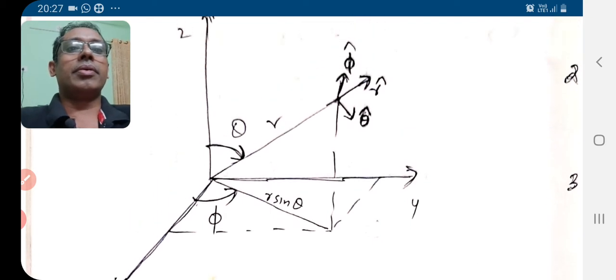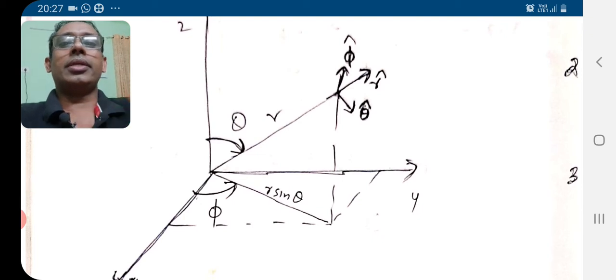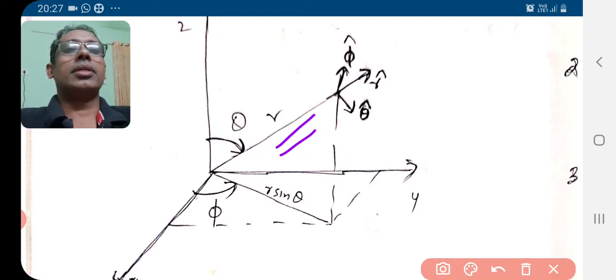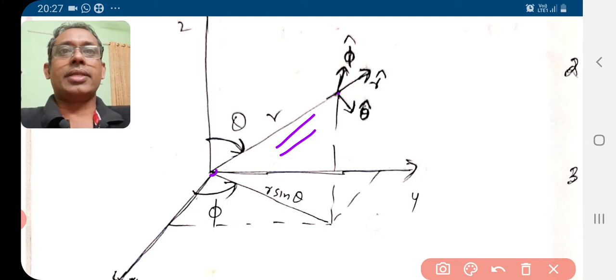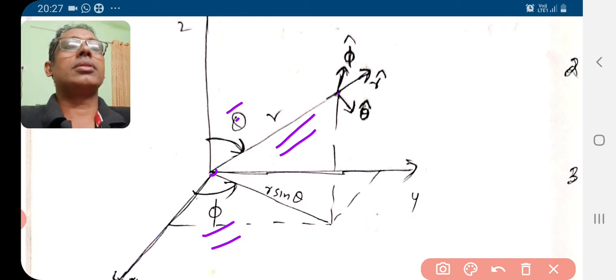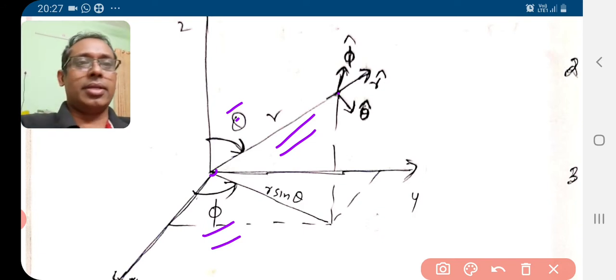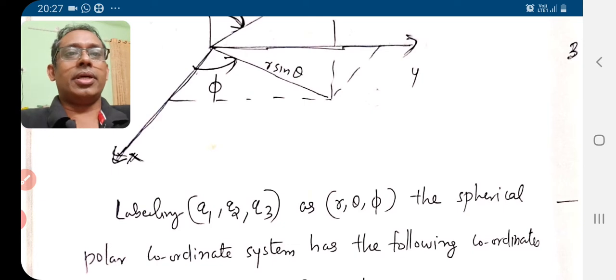And we have shown what r is, what theta is. So this is r, the distance from the origin to the point P, and theta is the angle down from the z-axis. Phi is the angle around from the x-axis. So these are the three coordinates, r, theta, and phi. Then q1, q2, q3 are r, theta, phi here.